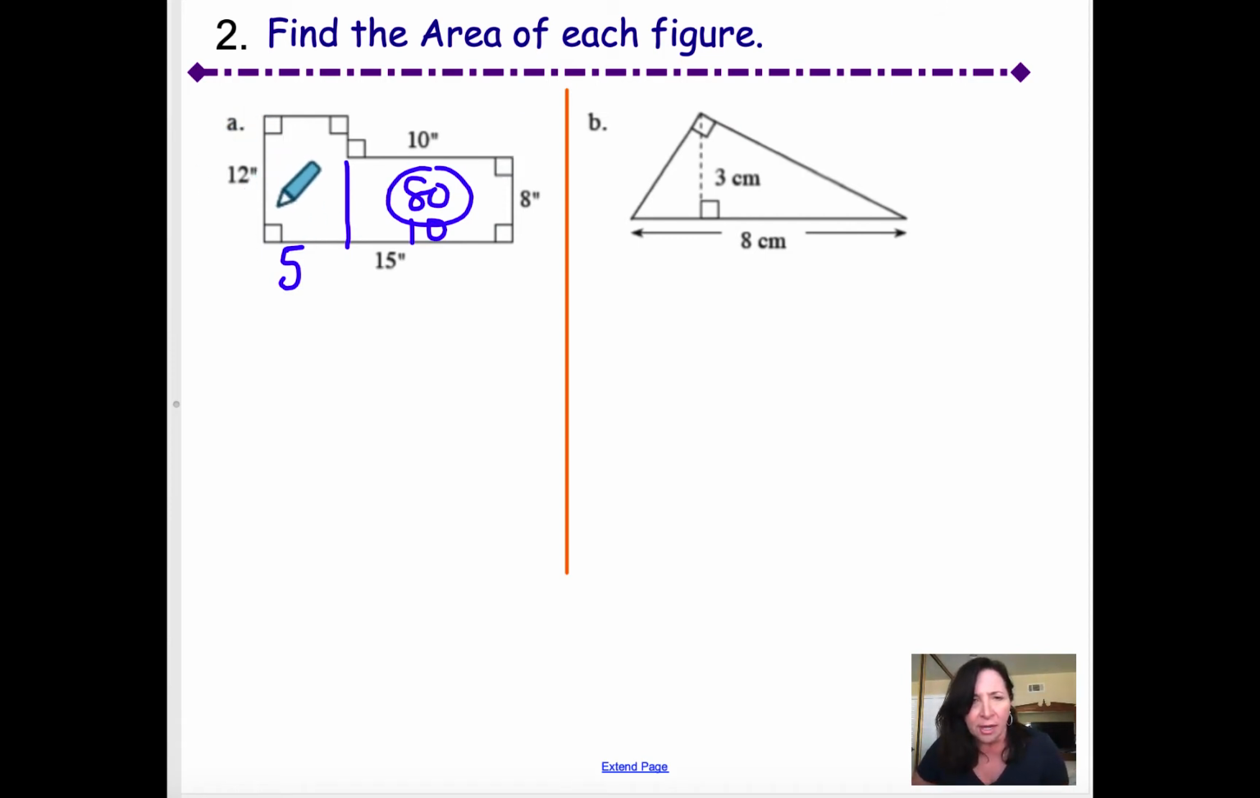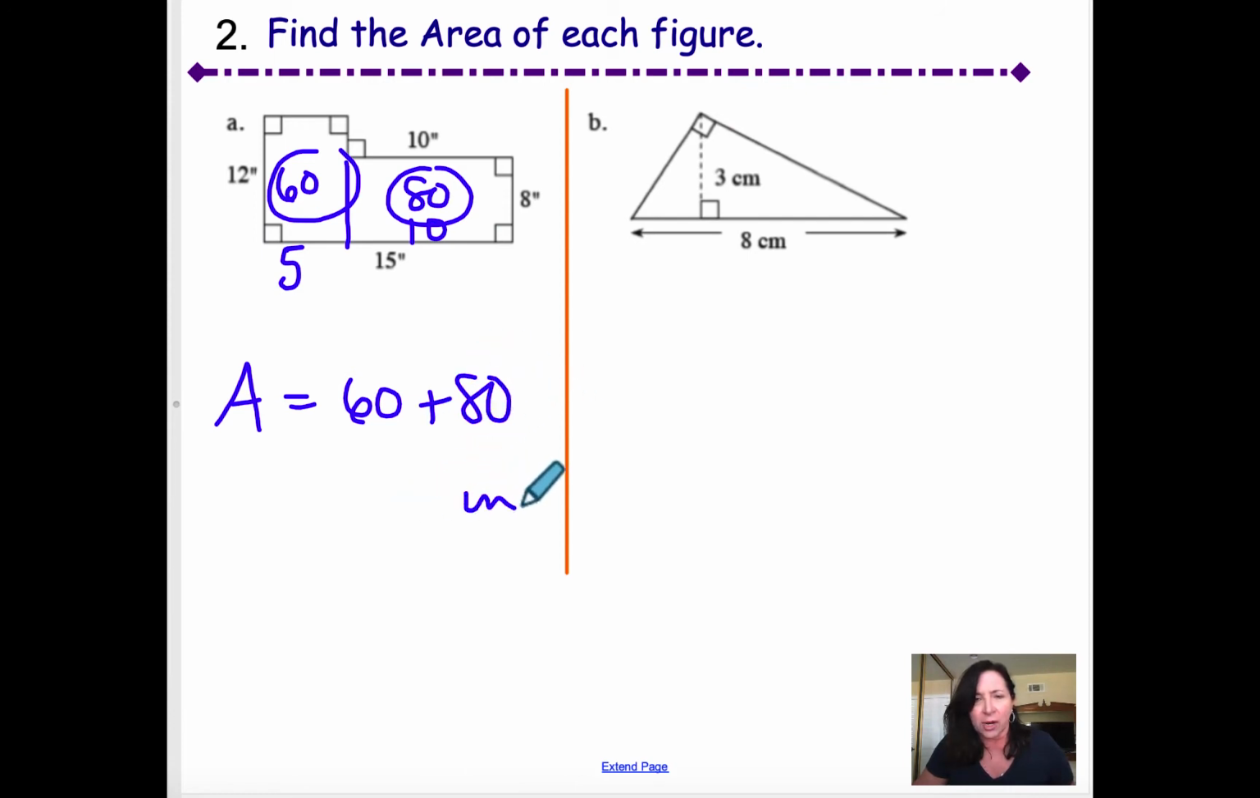And then the area of this rectangle, the taller rectangle, is 12 times 5, which is 60, and that's going to be inches squared as well. And so the area of the whole shape is going to be 60 plus 80, and these are going to be inches squared. And so 60 plus 80 is 140, and that's my area.